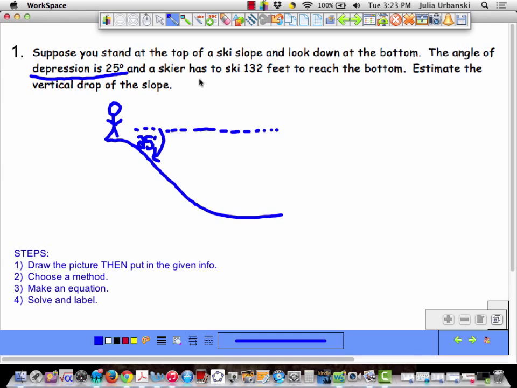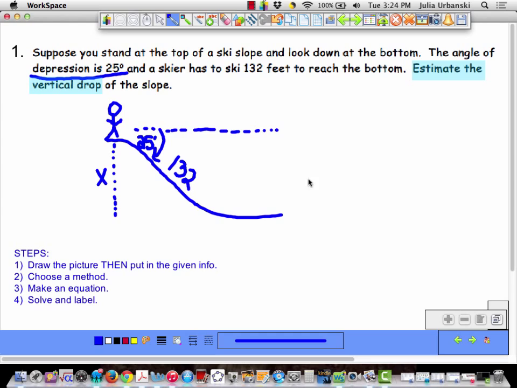Now it says the skier has to ski 132 feet to reach the bottom. So the skier is going downhill like this, and they have to go 132 feet in order to reach the bottom. The question, that's where your X always goes. Estimate the vertical drop. Think vertical means this way. If you were to drop straight down, the vertical drop, that's what they want us to find. So that's where the X is.